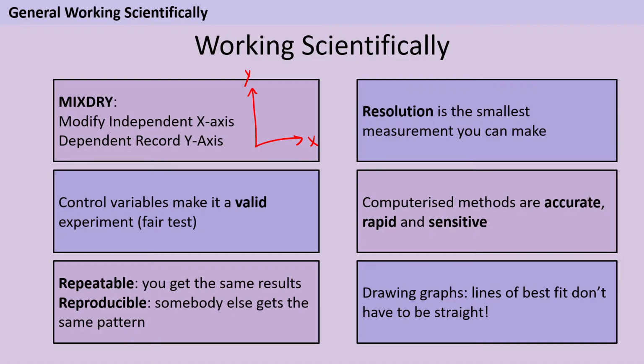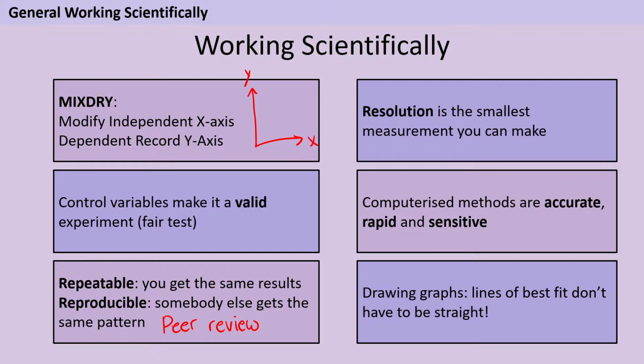Repeatable means that when you do the experiment over and over, you get the same results. Whereas reproducible is what we have if somebody's doing some peer review. So if another scientist is checking over your work, or if someone's doing a similar experiment, maybe not the exact same experiment, and they see the same pattern, that's then reproducible.